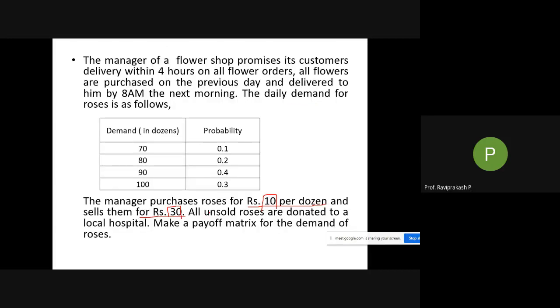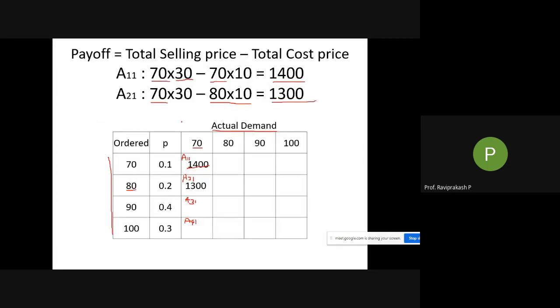Waste in the sense, the unsold roses are donated to the local hospital. So I'll be donating these roses to the local hospital. Here in this case, I'm having 10 dozens extra, so I'll be donating those 10 dozens to the hospital. Here I'm having 20 dozens extra. For this particular cell, A31, demand is only 70, but I am having 90 dozens. So whatever is left, that is 20 dozens, I will be donating to the hospital. Now coming to 100, for A41, demand is only 70. I can sell only 70, but the rest 30 dozens I am donating to the hospital.